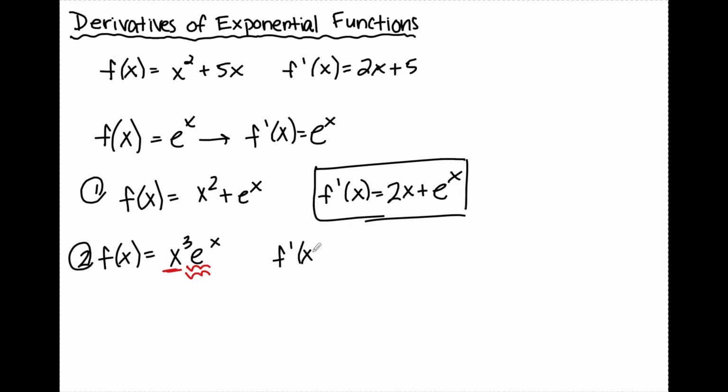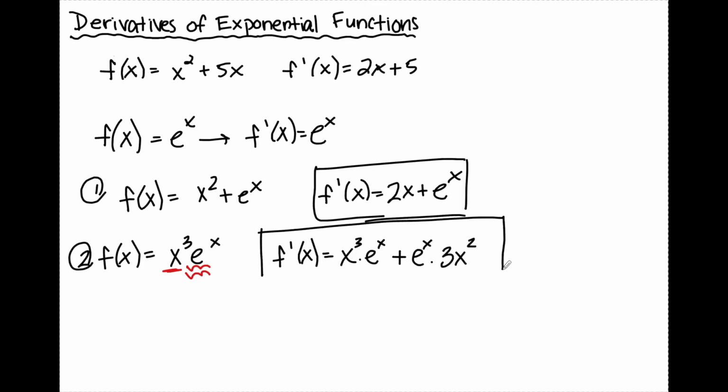So that means f prime is going to be first, x cubed, times the derivative of the second. The derivative of e to the x is e to the x, plus the second, e to the x, times the derivative of the first. When I do the derivative of x cubed, I'm just going to use the power rule. So that's going to give me 3x squared. We're not going to worry so much about simplifying these, so I'm going to stop right here.